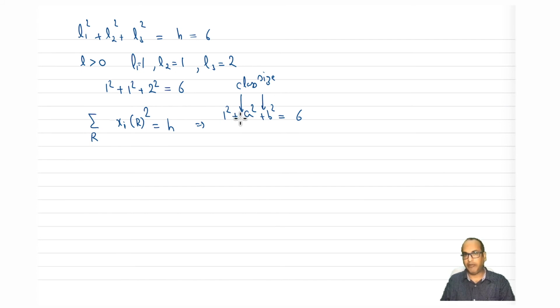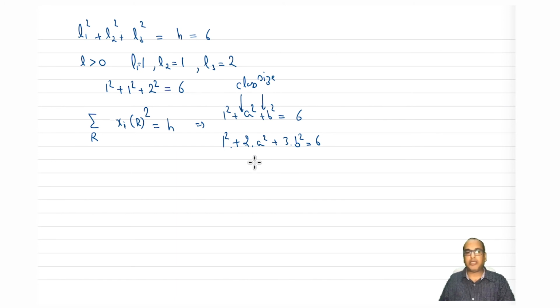If we are doing only 1 square plus A square plus B square, this is under E, this is under C3, this is under sigma V1. So we have not considered C3 square and sigma V2 and sigma V3. So we have to multiply this. So 1 square plus 2 into A square plus 3 into B square will be equal to 6.